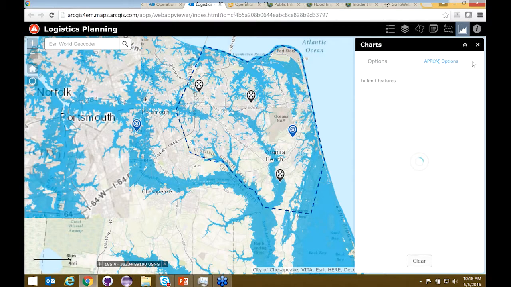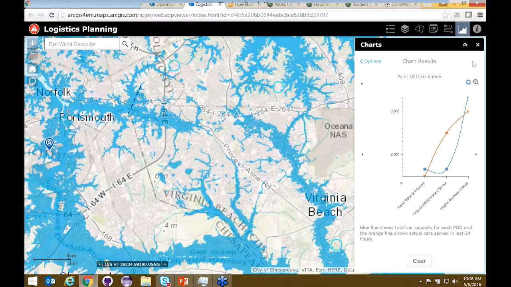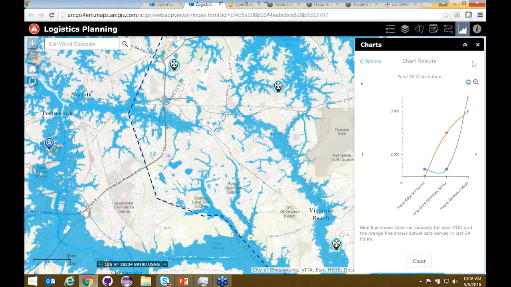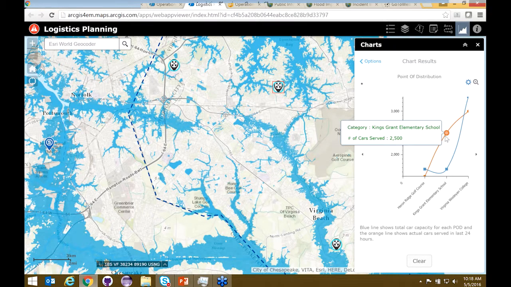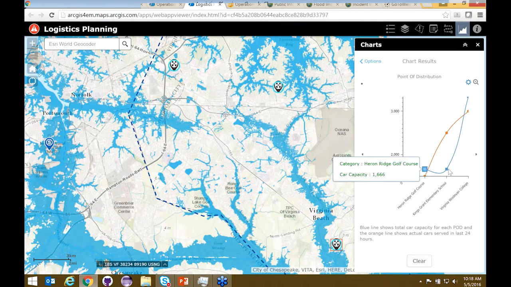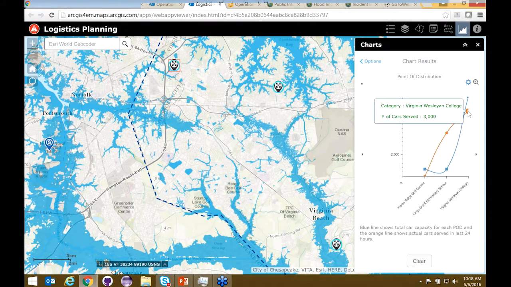Is how are those commodities, what's the trend of utilization for those commodities across those various points of distribution? So if we hover over this chart, we can look at the number of cars or the capacity of the cars that are being served for the various commodities across this area. So this gives us a pretty clear picture of how the commodities are being utilized, how quickly they're being utilized, I should say, and how at the various points of distribution they're being distributed.